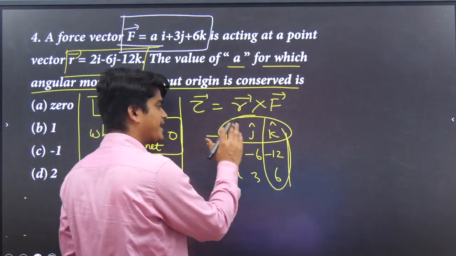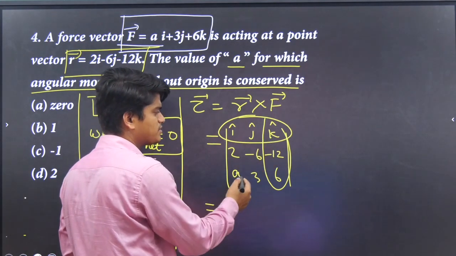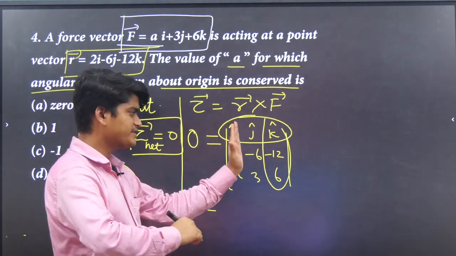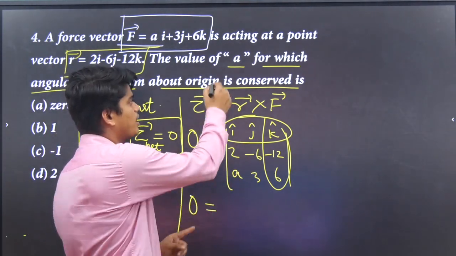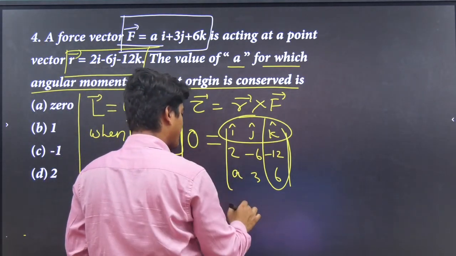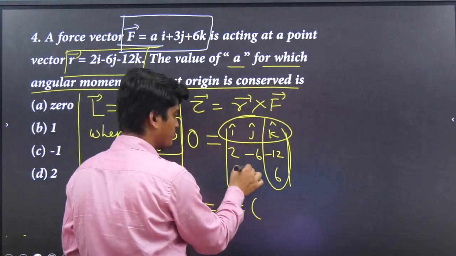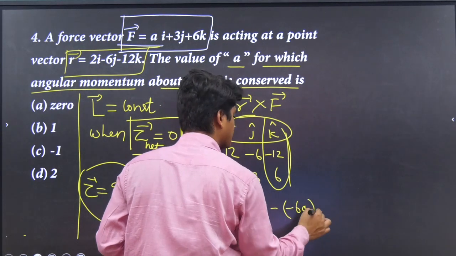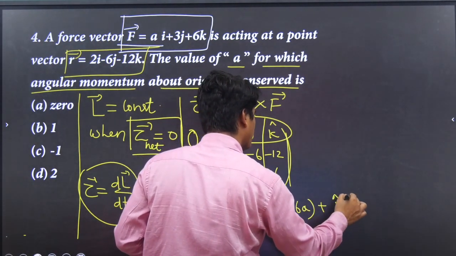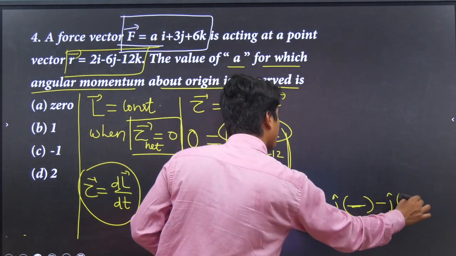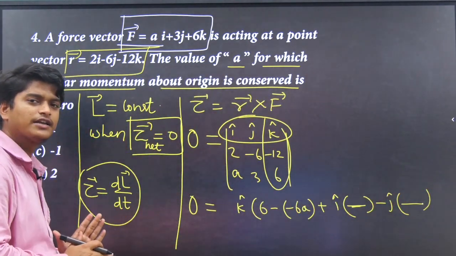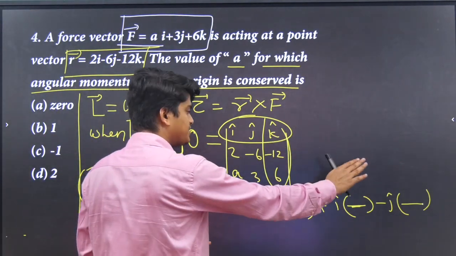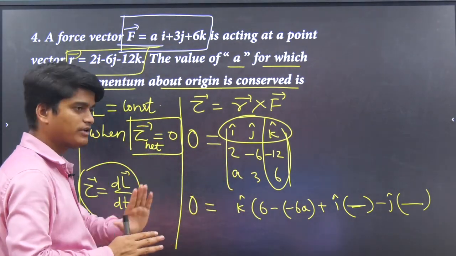Okay, here I will directly find K cap. Why will I find K cap? Because I need the value of A and the left hand side is 0 because net torque is 0. I can find I and J also, but I am interested in K because I need to find the value of A. So what is K? K will be nothing but 3 into 2, 6, then minus of minus 6A. And here you also have I something and minus J something, but I am not interested in I coefficients and J coefficients, because if I calculate the I coefficient, I will not get anything about A. If I calculate J, I can get A, but I am calculating with K.